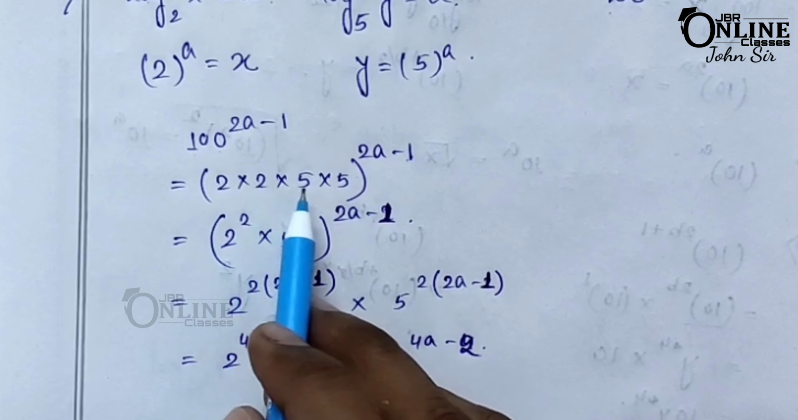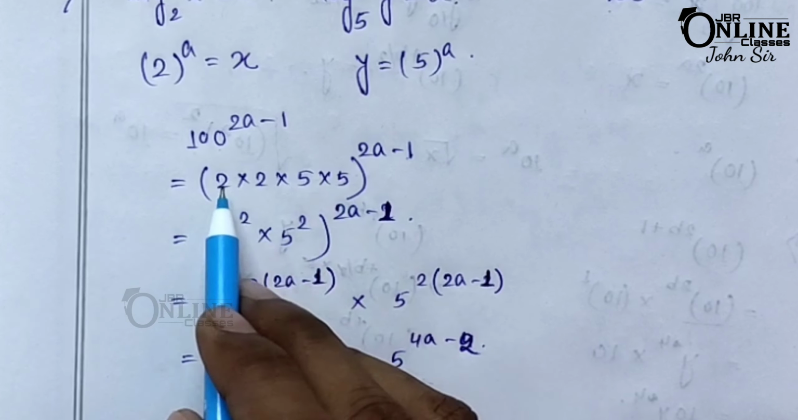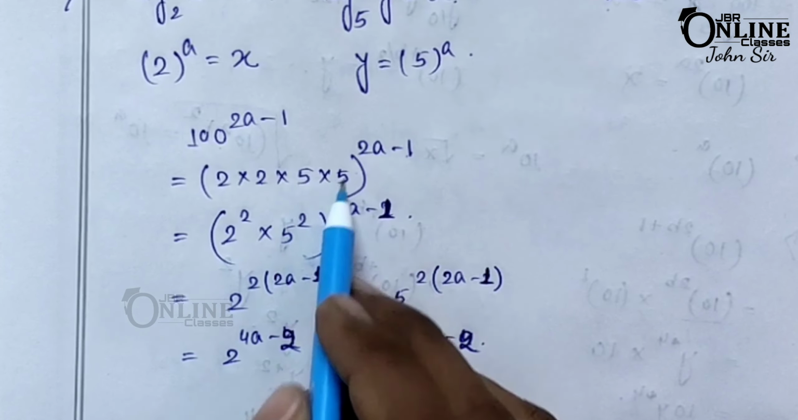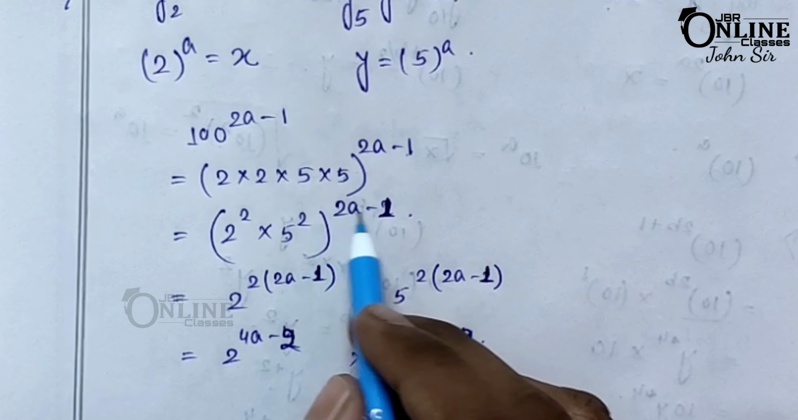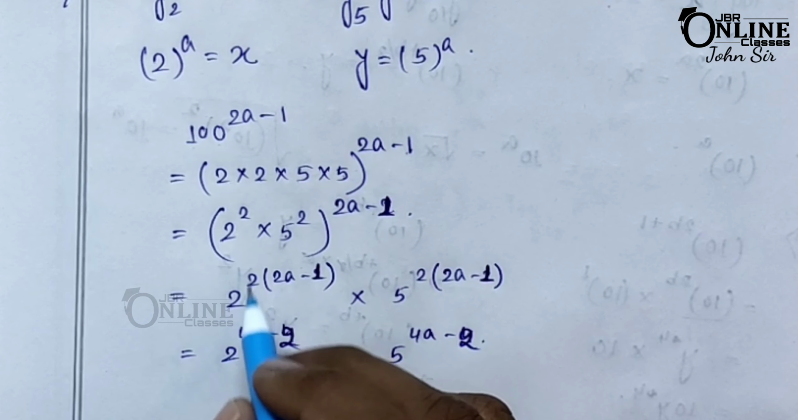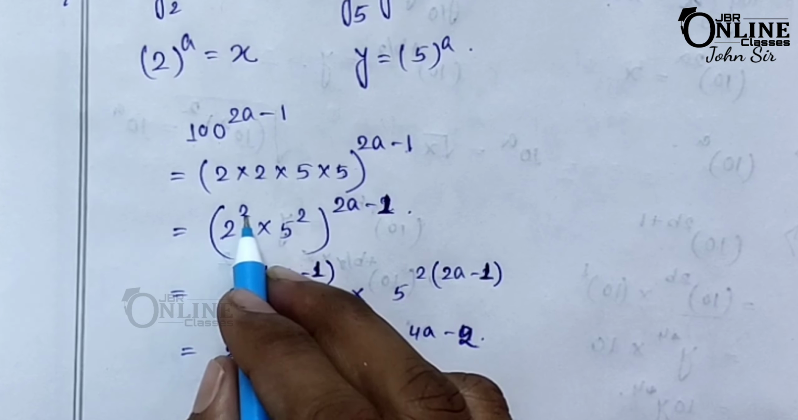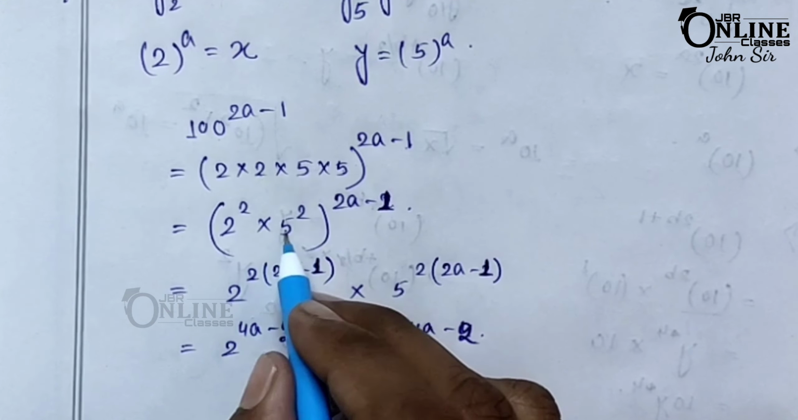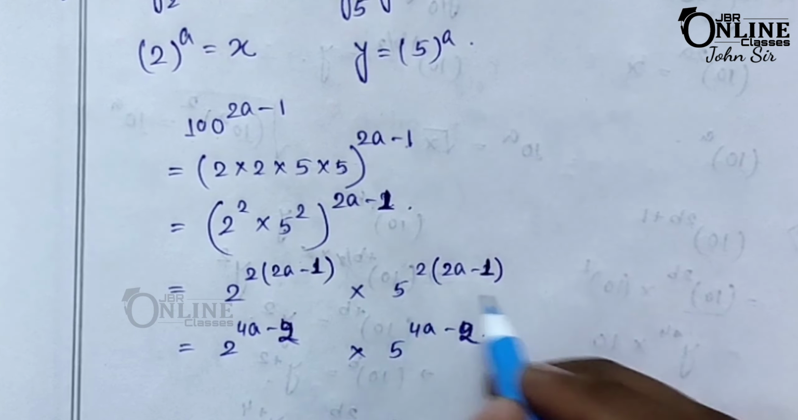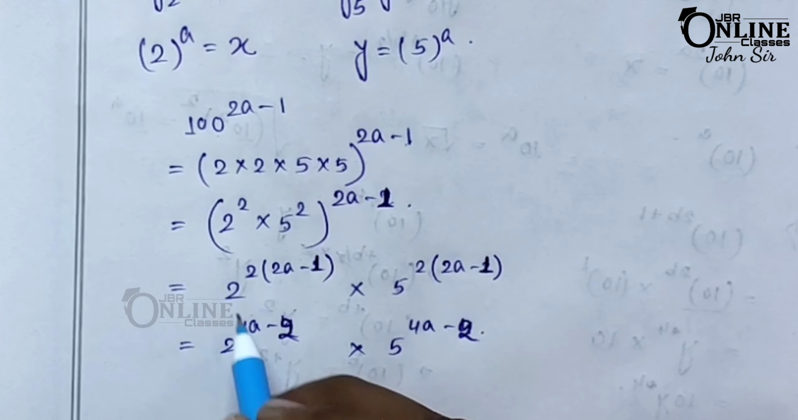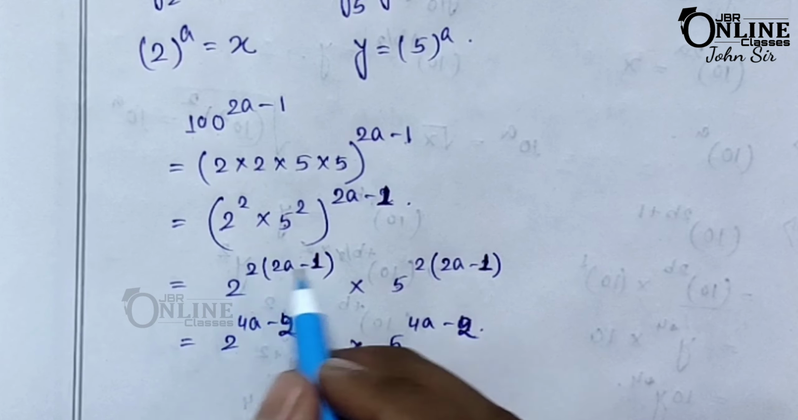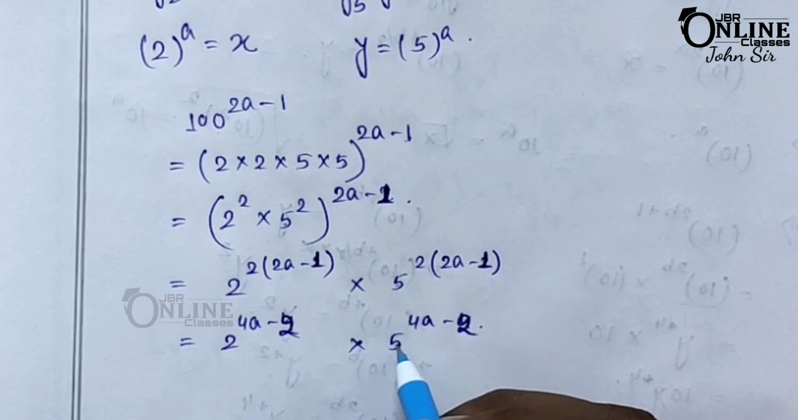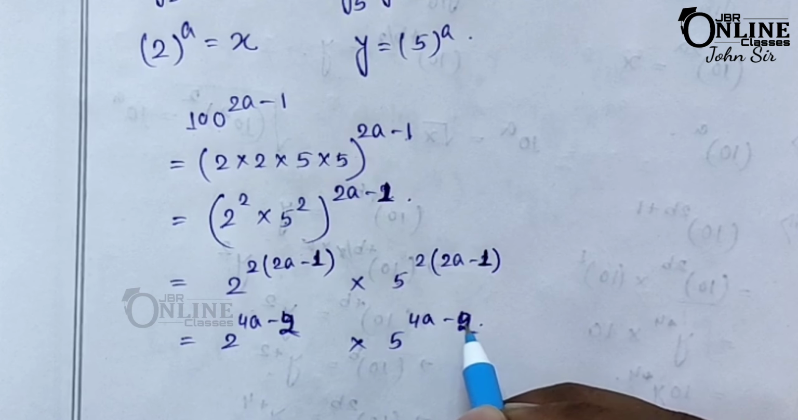100 means 2 into 2 into 5 into 5. Now 2 into 2 means 2 square, 5 into 5 means 5 square. Here 2a minus 1 as power. Now here 2 to the power square, so 2 into 2a minus 1. And here 5 to the power 2, that means 5 square into 2a minus 1. So 2 into 2a is 4a, and 2 into minus 1 is minus 2. So here 2 into 2a is 4a minus 2.